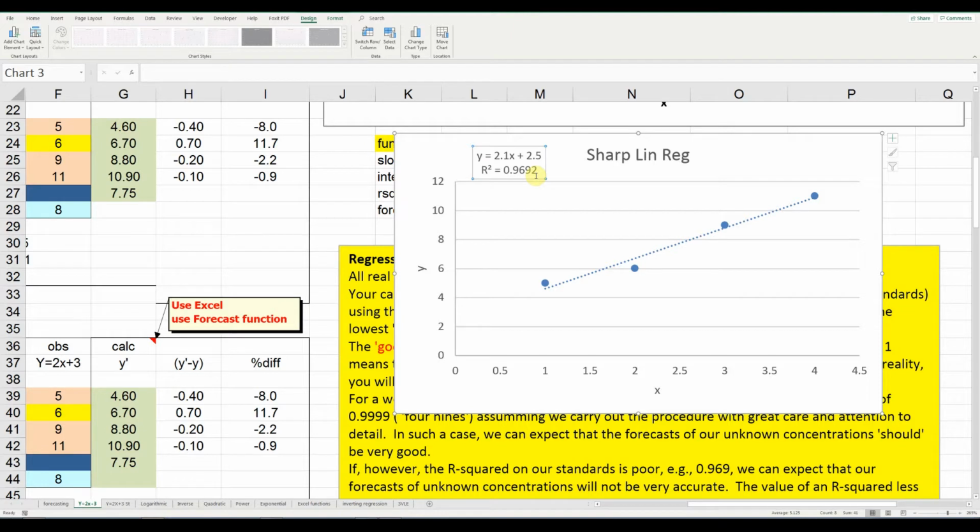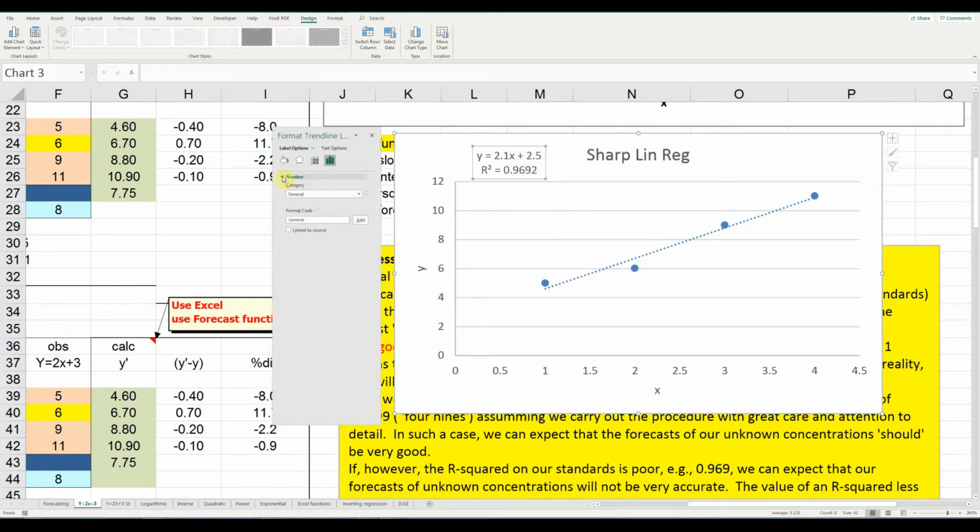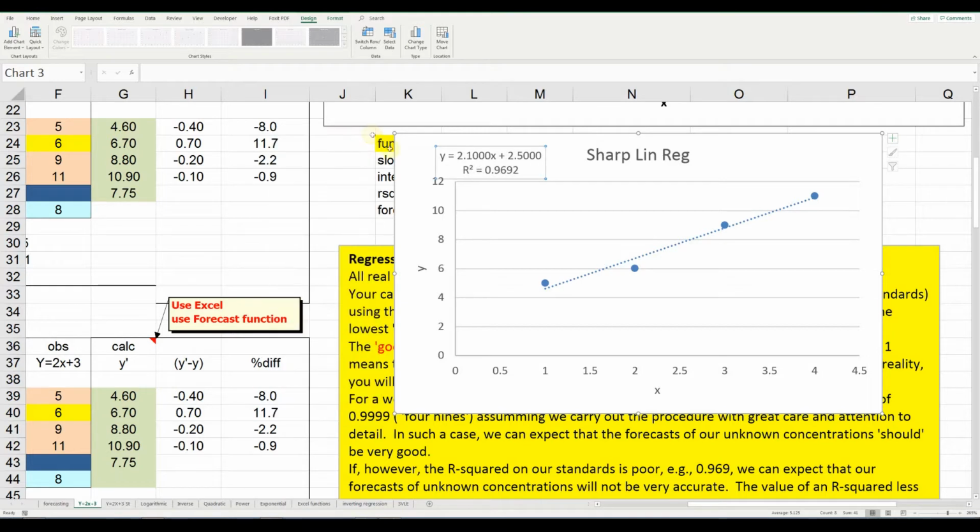Always show 4. If it isn't 4, simply right-click on the label, it's called a label, and go to Format Trendline Label. In this Categories, Numbers box, choose Number and specify 4 decimals. And say OK. Now it gives us a lot of decimals in the coefficients, which are more than we need, but we do need 4 decimal places in the r-squared for evaluating it.